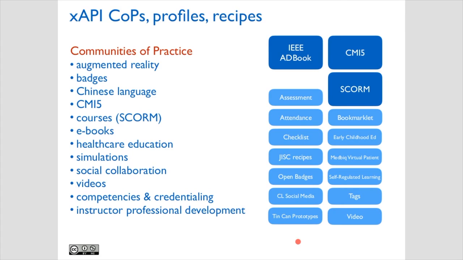There's a SCORM profile that addresses how the translation happens between JavaScript SCORM events, through the runtime data model, into xAPI statements. And then there's what's called the Actionable Data Book, which is an approach to working with EPUBs and xAPI, and that's a profile that's being managed under IEEE.